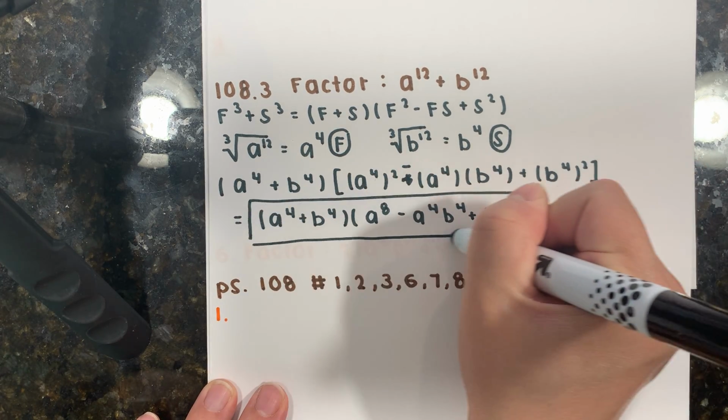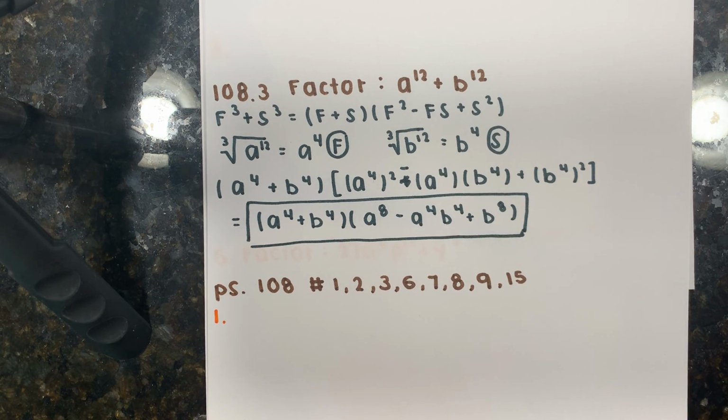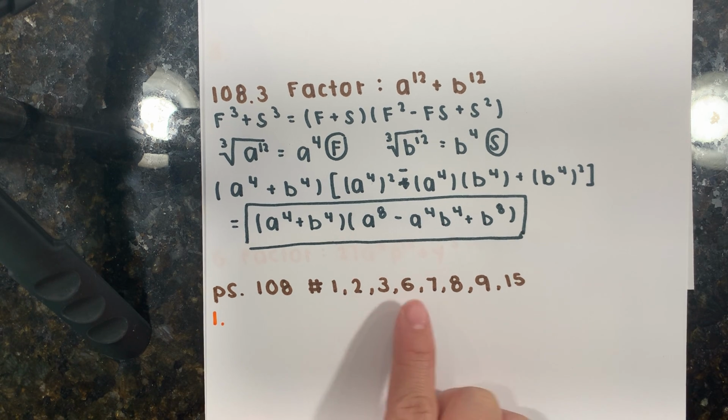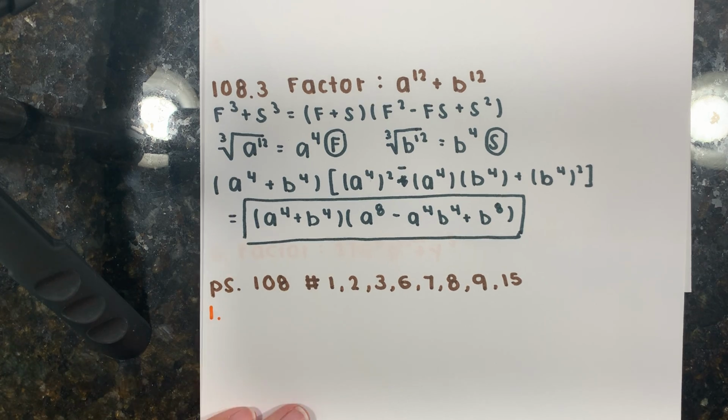If you wanted to multiply the whole thing out again, that's how you would check your answer. Now what I want you to do is pause the video and attempt numbers 1, 2, 3, 6, 7, 8, 9, and 15. Attempt all of those before pressing play on the video so you can go through the problems with me.